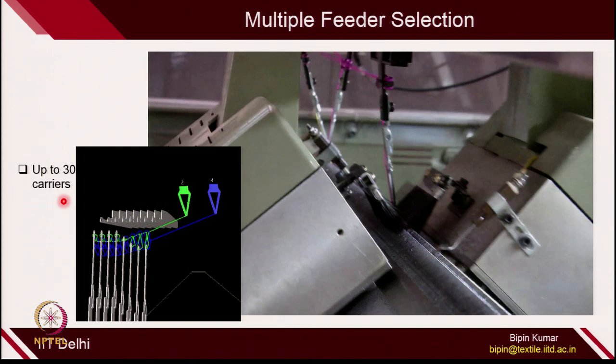So you can imagine you can play with 30 different colors of yarn at the same time, and you can give the command to the machine, and the machine will automatically choose the respective color in the respective course, which is shown here.